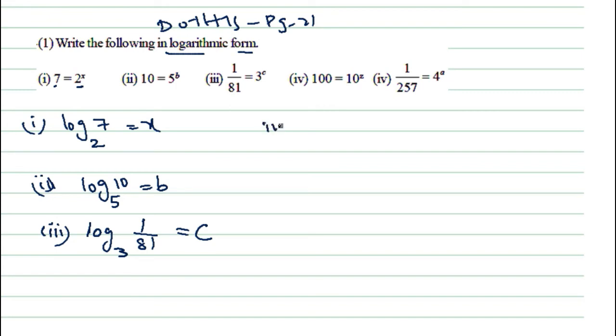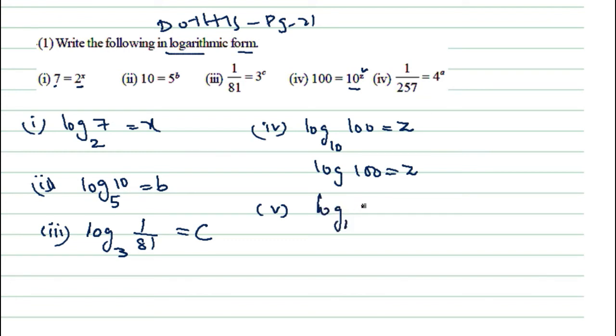Next, the fourth one: 100 is equal to 10 power z. Here the base is 10 and z is the power. So we should write log 100 to the base 10, which is equal to z. Already I told you that base 10 is a common logarithm, so we can write log 100 is equal to z. Next, the fifth one: 1 by 256 is equal to 4 to the power of a. So here we can write log 1 by 256 to the base 4, which is equal to a.